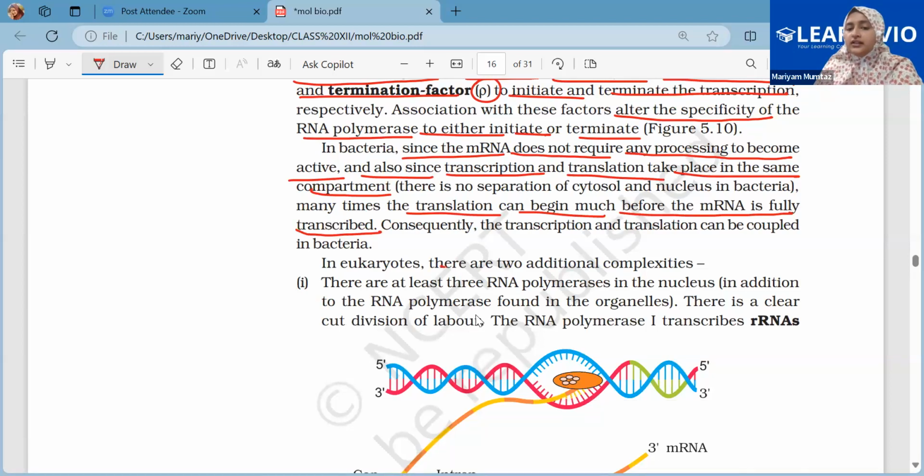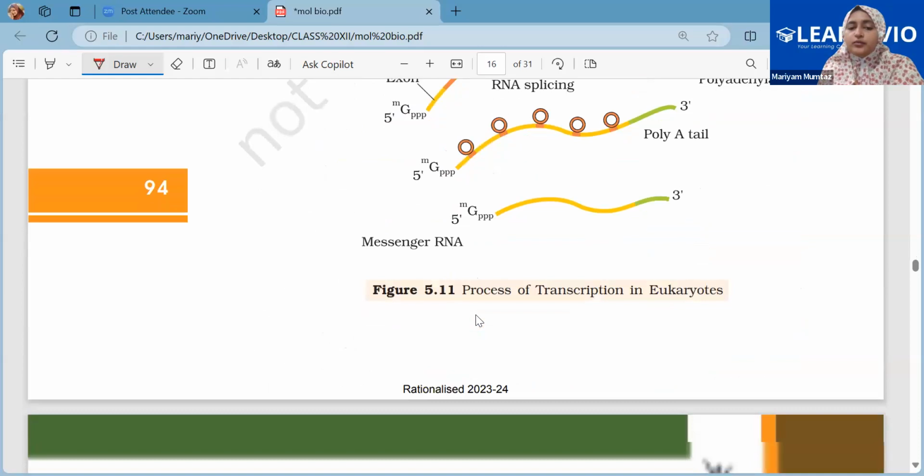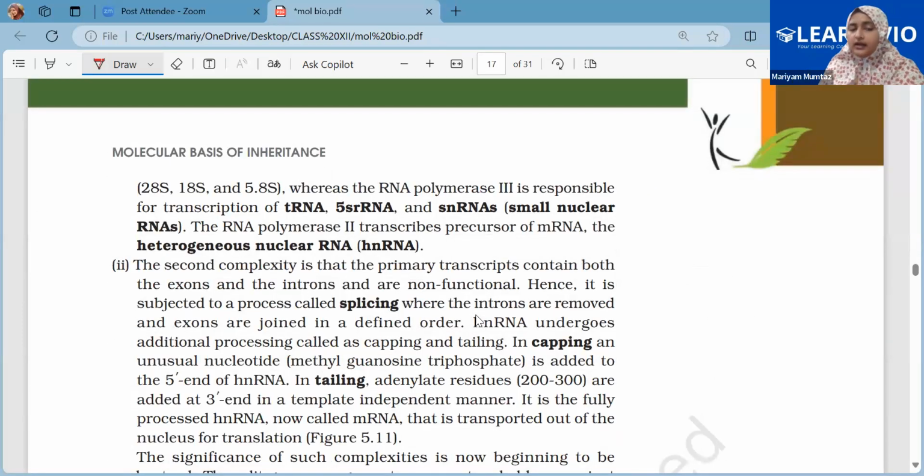Now in eukaryotes, there are two additional complexities. There are at least 3 RNA polymerases in the nucleus, in addition to the RNA polymerase found in the organelles. There is a clear-cut division of labor, meaning each of them has its own function to perform, such as RNA polymerase 1. It transcribes rRNA, that is ribosomal RNA, under which come 28S, 18S, and 5.8S.